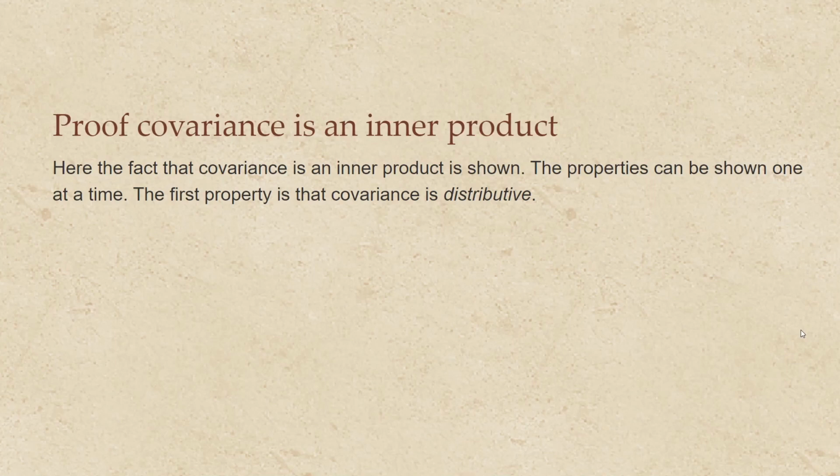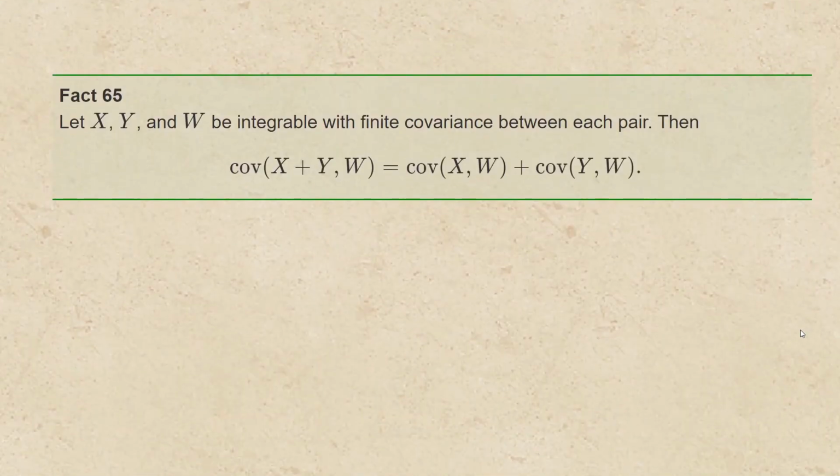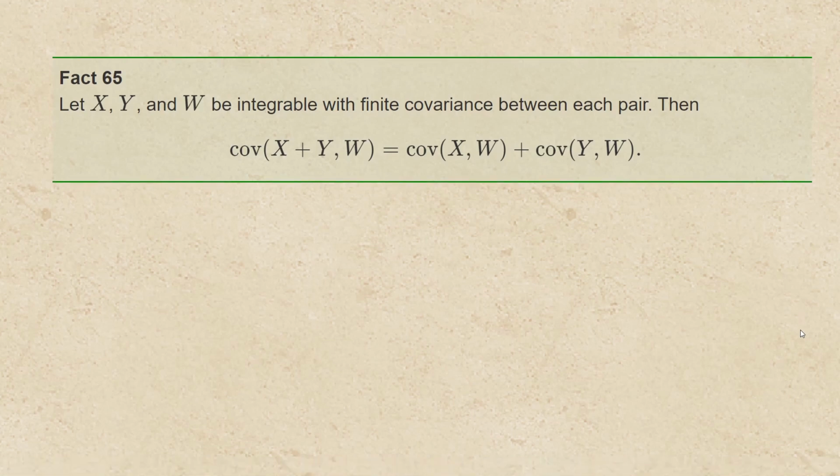I said that covariance was an inner product. Let's just check and make sure that it satisfies each of the properties, one property at a time. The first property that we're going to check is that it is distributive. So if I look at the covariance of x plus y with w, that's the same as the covariance of x with w plus the covariance of y with w.